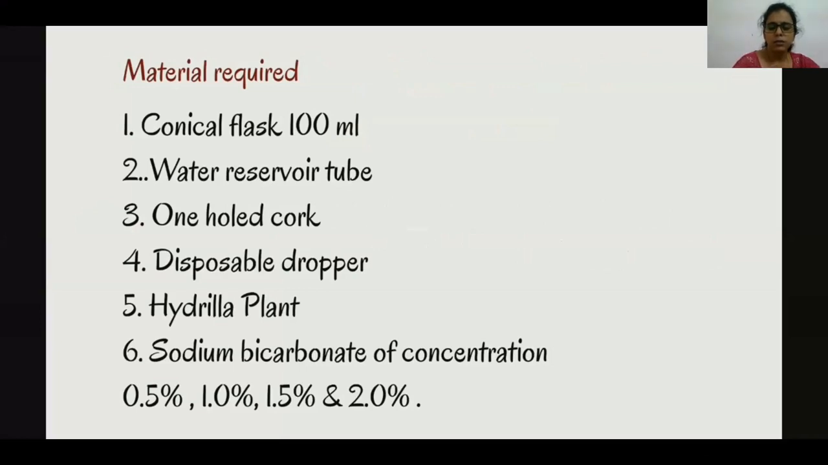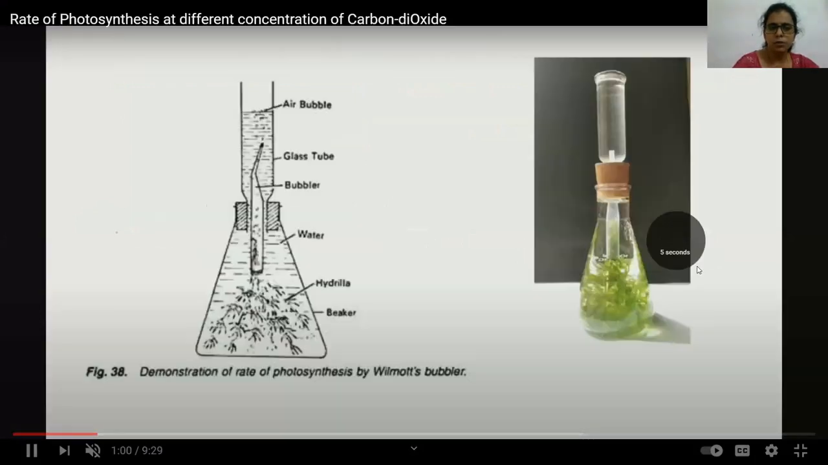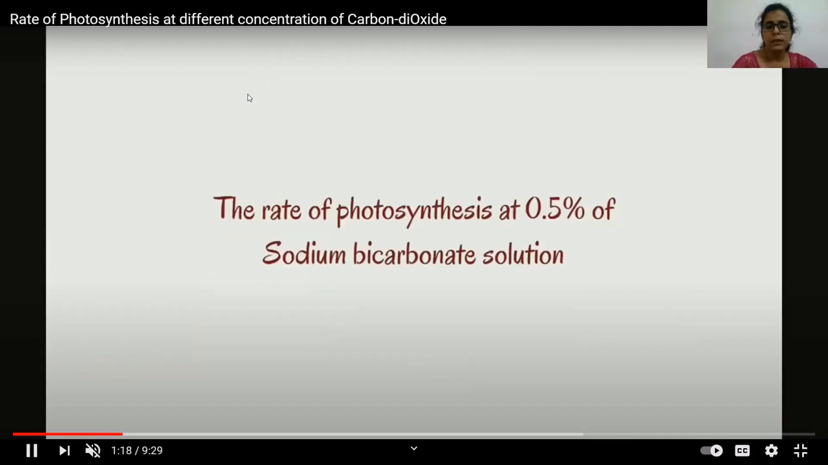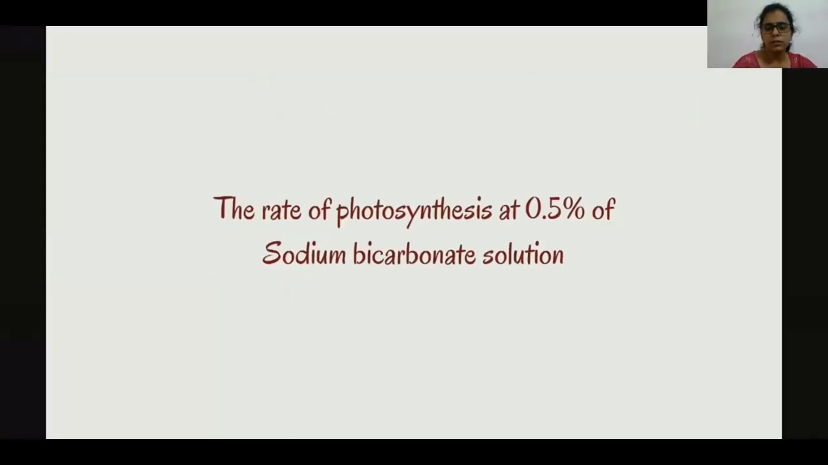Now you can set up the experiment as shown here in this picture. Here's the laboratory setup. You have to take this conical flask, take a water plant, and then the cut end of this water plant is inserted in this tube. And this could be your test tube. Then the rate of photosynthesis at 0.5% solution of sodium bicarbonate.